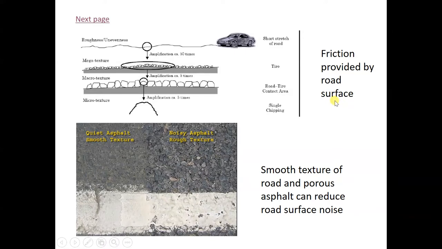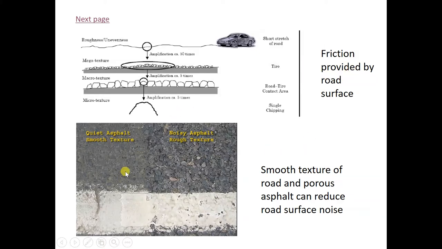When you need to stop, let's say there is an obstacle in front, you have to stamp on the brake and then the car will come to a standstill within the stopping distance. So hopefully you don't hit the obstacle in front. So that's the road we need, to provide the friction.